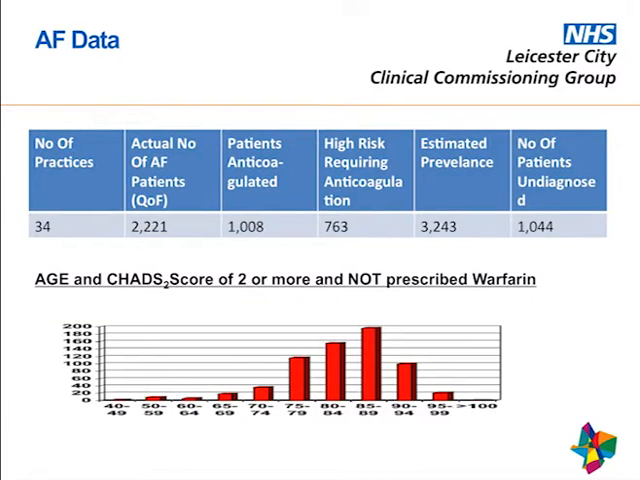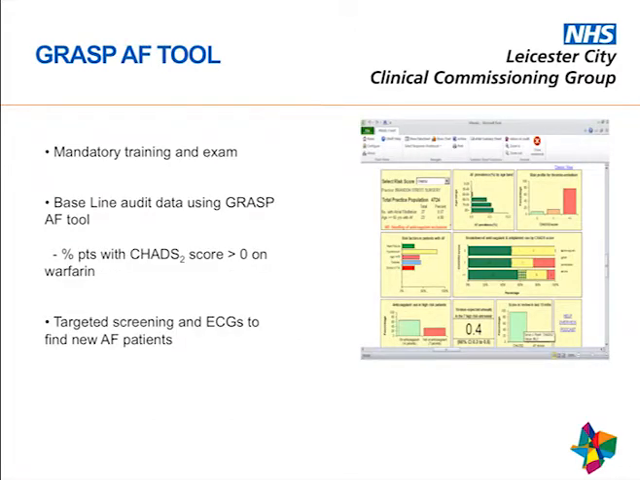We use the GRASP-AF tool. I do not know if anyone is using the GRASP-AF tool here, but that is what can run on your system, and it comes out with a full kind of graph to tell you which patients are on warfarin, which are on aspirin, and which ones should be on an anticoagulant. And then you can go to each of these patients and target them.